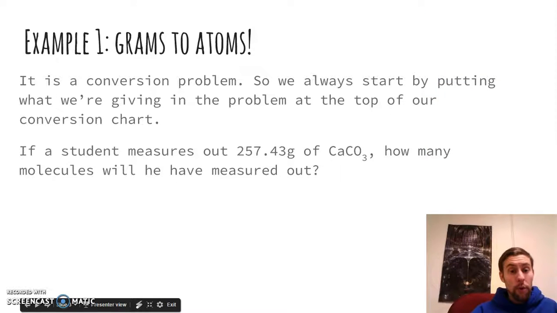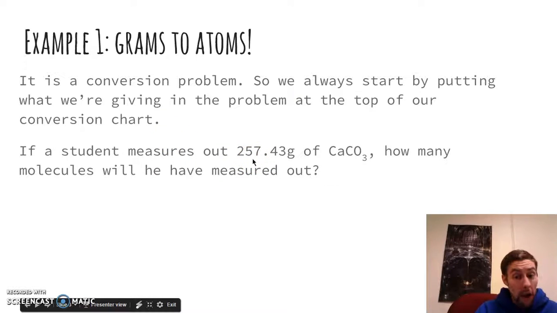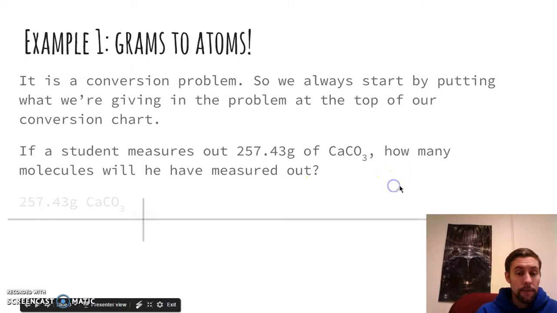Right, so example 1, we're going from grams to atoms in this case, right? We're given grams here in the question. It's a conversion problem, like the other ones we did when we went from moles to atoms or moles to grams. It's conversion, but in this case we have more than one step. So we're going to start by using what we're given. We're going to take 257.43 grams of calcium carbonate, put it in the top of our conversion chart, and we cancel our units.